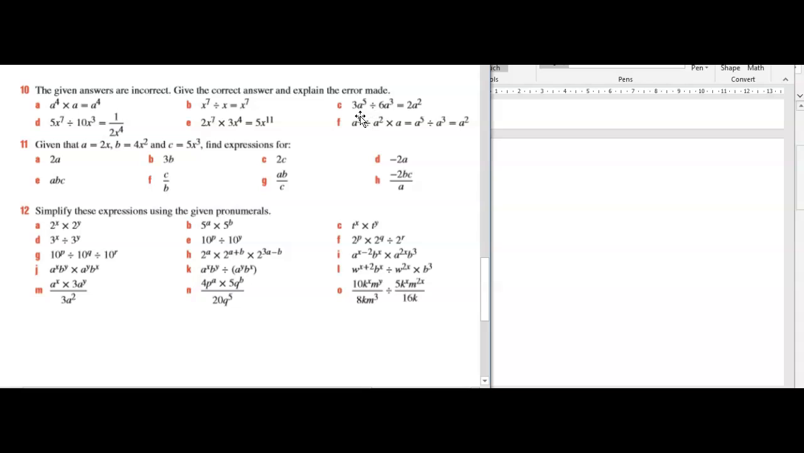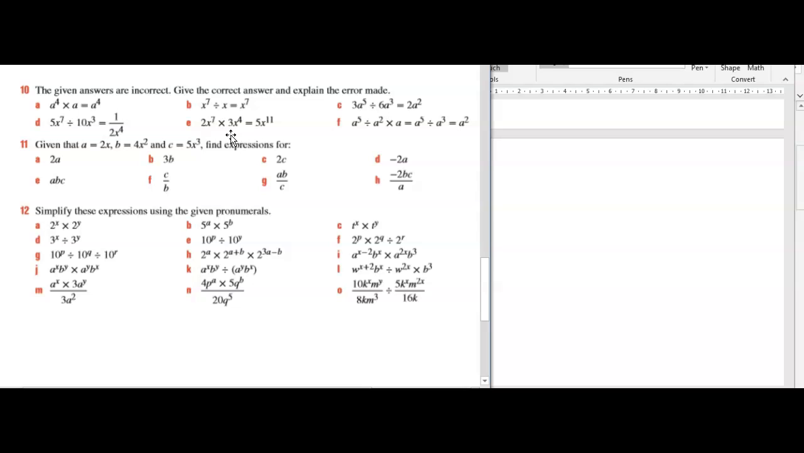This one here, okay, so it looks like the error has been made with the 3 and the 6. So it's actually 3 divided by 6, which is a half, not a 2. Here we've got 5 divided by 10 is a half, so that's done properly. And then we've got x to the power of 7 divided by x to the power of 3. So that x to the power of 4 should be on the numerator.